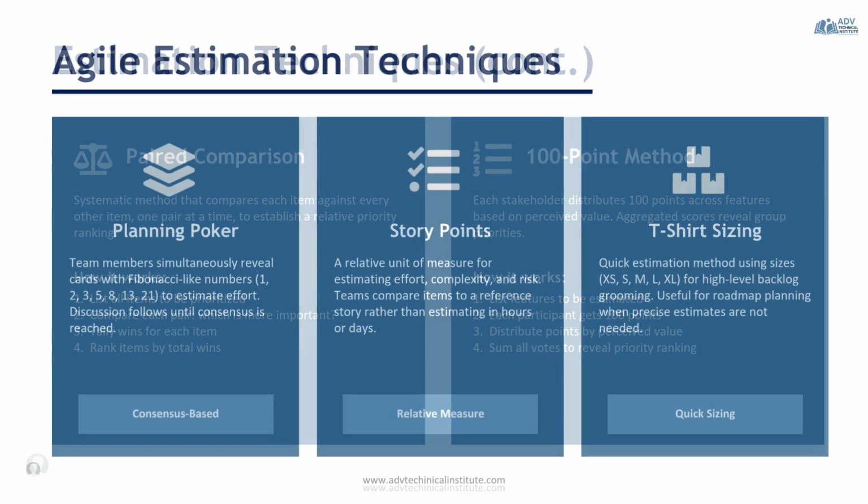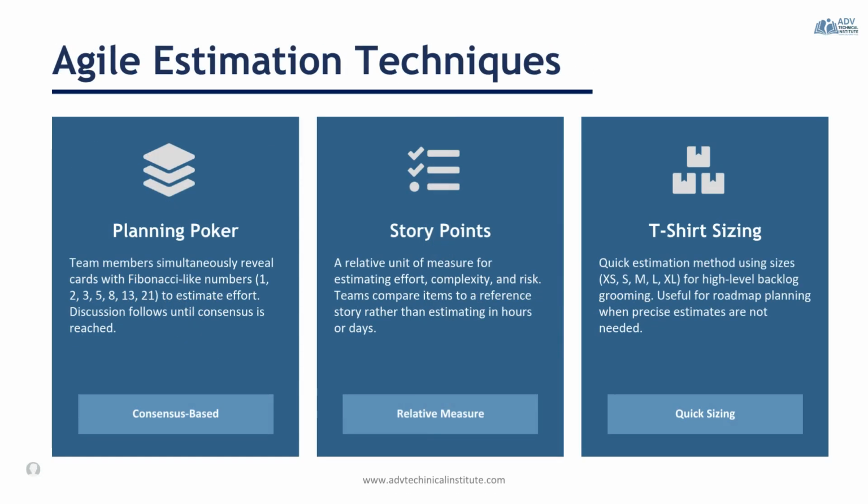Now let's move on. Now we're going to talk about some agile estimation techniques. Unlike traditional project management, agile teams focus on relative estimation rather than estimating work in hours or days. The goal is to compare the size, complexity, effort, and uncertainty of work items so teams can plan more effectively.